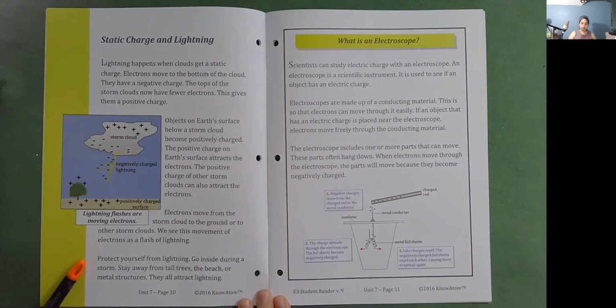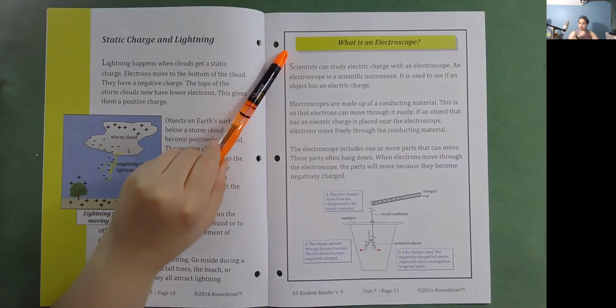Protect yourself from lightning. Go inside during a storm. Stay away from tall trees, the beach, or metal structures. They all attract lightning. Lightning flashes are moving electrons.